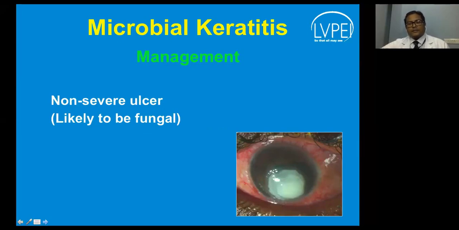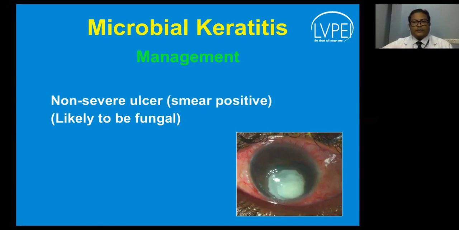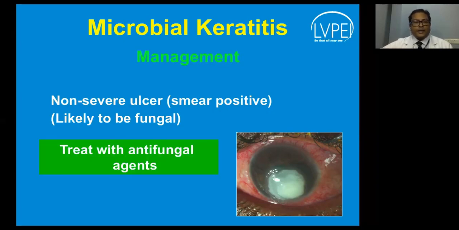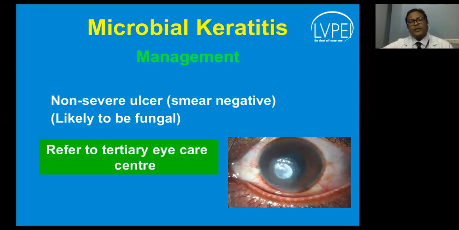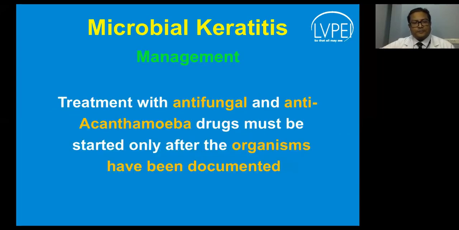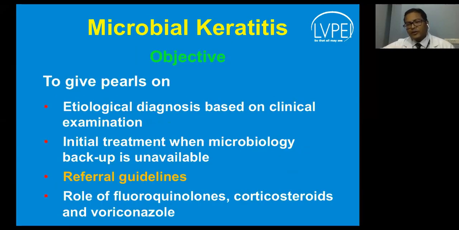So for a non-severe ulcer which has a dry, feathery kind of margin and which clinically looks like fungal, one actually needs to do the microbiology and assess the smear. So if your smear is positive, start treatment with antifungals. If the smear is negative and you strongly suspect that it is fungal and you do not have access to microbiology, it's better to refer to a tertiary center. Treatment with antifungals and anti-acanthamoeba drugs must be started only after the organisms have been documented.